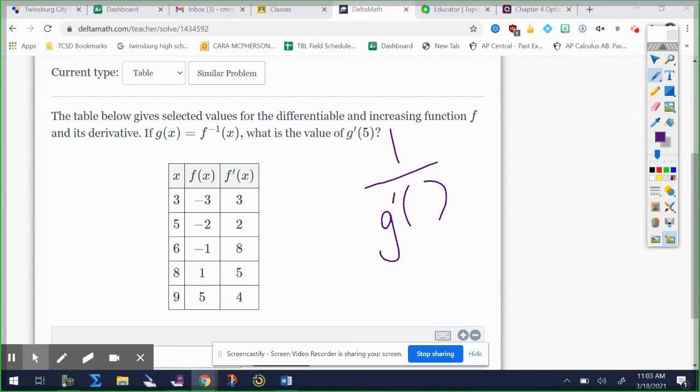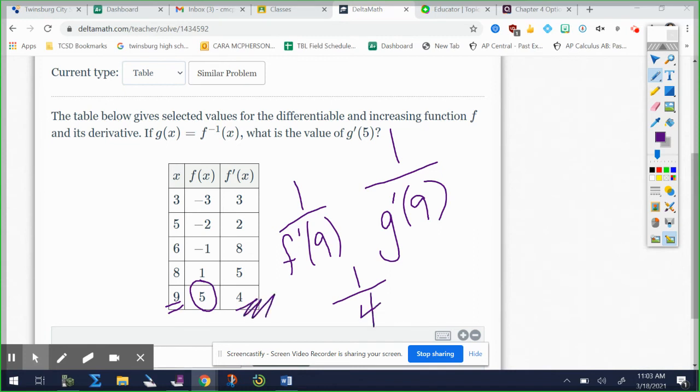Finally, I want to look at the table and figure out when does this actual function equal 5. That happens at 9. So what I'm actually doing is g prime of 9. I guess I should write this the other way. I should say f is my original function that I'm doing the inverse. So g prime of 5 is actually saying what is the reciprocal of 1 over f prime, and then I'm putting 9 in, and I get 1 over 4, this value right here.